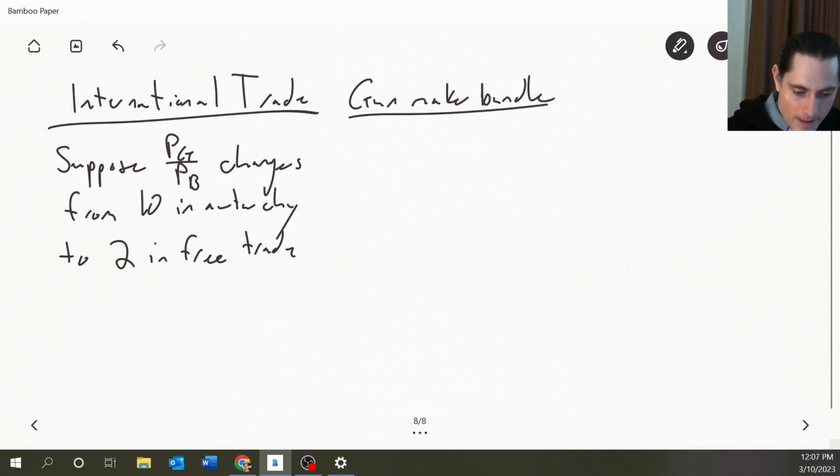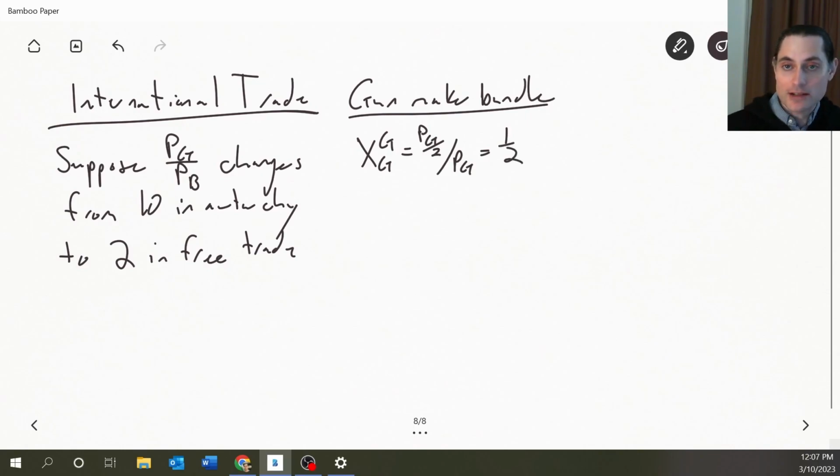Again, the gun maker is going to get 1 times the price of guns, and they're going to spend half of that on guns. So the guns purchased by the gun maker, XGG, is still going to be the price of guns divided by 2 divided by the price of guns. It's still going to be 1/2. So that didn't change at all.